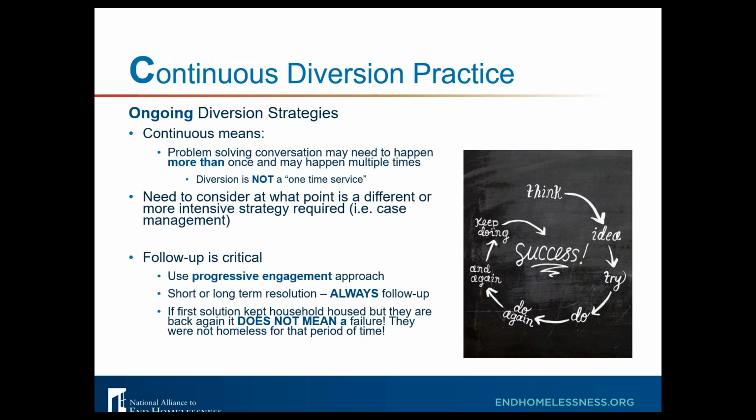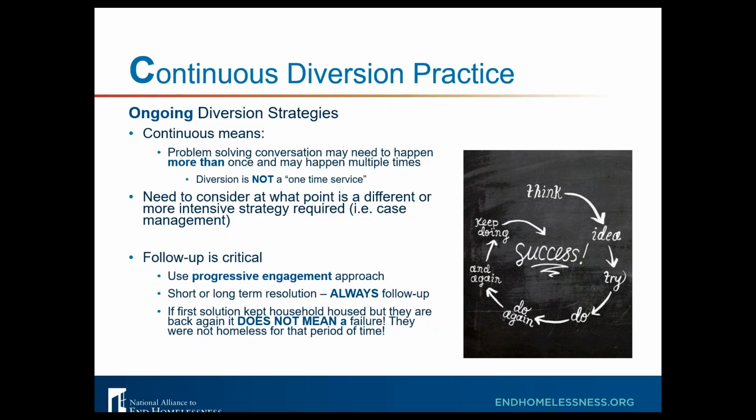And that's just to say this is not a once and done intervention. So the problem-solving conversation may need to happen more than once. It's also really important that if a household is diverted, there should be some kind of plan for follow-up, so that it's not like somebody just leaves and there's no follow-up. You may be the person doing follow-up. It might be another community provider that you've given a warm handoff to, but there's a plan for follow-up.